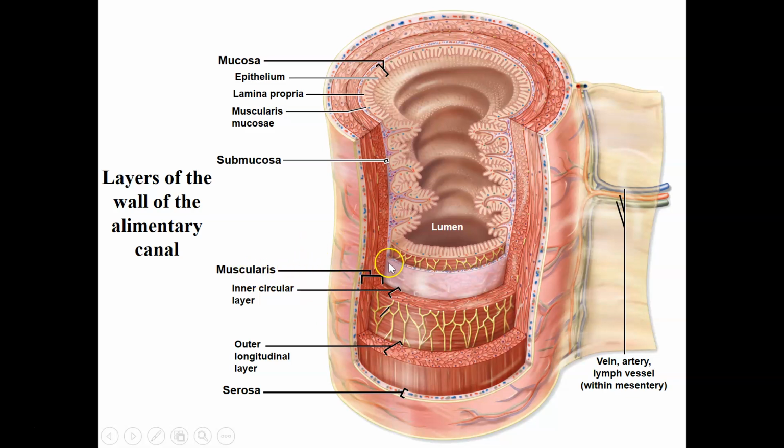So there's an inner circular layer, and the fibers are running around the circumference of the tube. They're going to squeeze the tube when they contract. The outer longitudinal layer, the fibers here are running in the direction along the length of the tube. They're going to shorten the tube when they contract. And then here's the serous membrane, and that's the outermost covering of this segment of the alimentary canal.